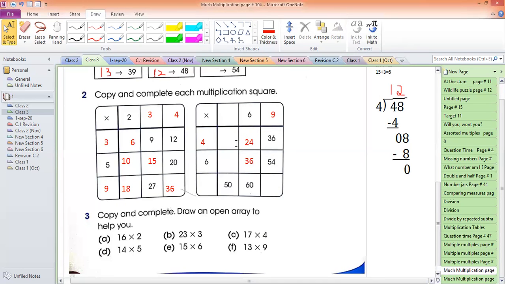All right. Now you have to find out this number, guys. Once you find out this number, this will be also filled. So this is 50. When you multiply two numbers, the answer should be 50. Which two numbers can you multiply in order to get 50?